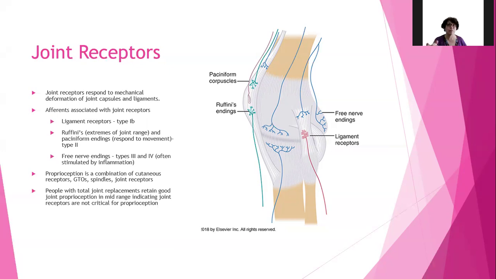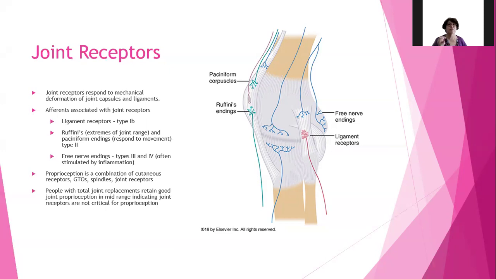The afferents associated with joint receptors are ligament receptors. Those are type 1B receptors, pretty fast, type 1. Ruffini and pacciniform endings: Ruffini responds to stretch, so it responds at extremes of joint range, and pacciniform endings respond to movement, and those are type 2 nerve fibers.